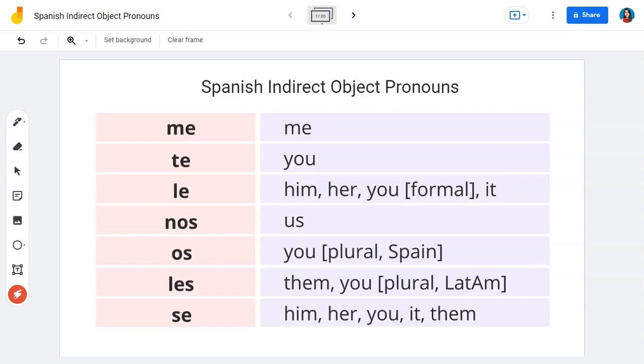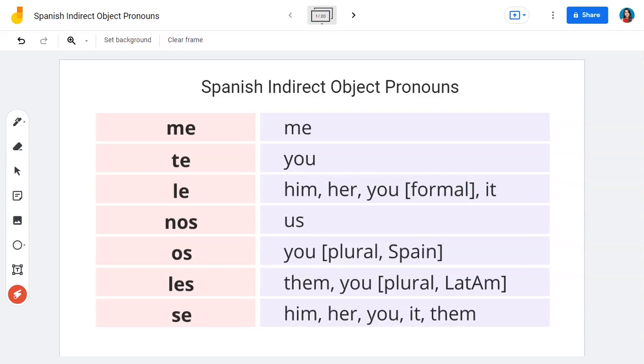All right, let's talk about Spanish indirect object pronouns. These are the indirect object pronouns of the Spanish language: me, te, le, nos, os, les, and se. Now let me tell you something. Os is used in Spain and les is mostly used in Latin America. All right? The words on the right are the English translations of the indirect object pronouns of the Spanish language.